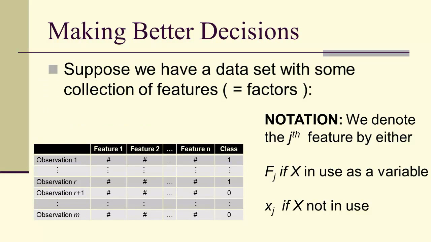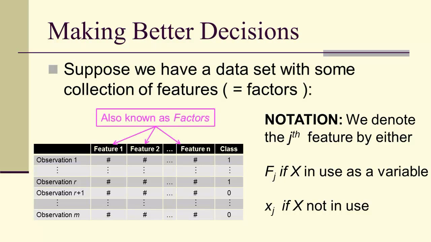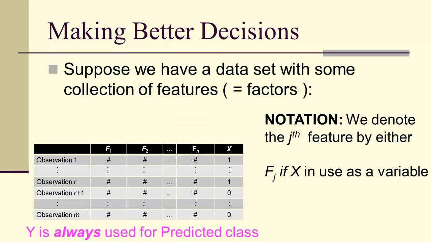So suppose we have this set of data in this form, some collection of features or factors. We'll also use the word factors for the features. First we're going to look at some notation, whether or not we use a capital F or a small x to denote the features or factors. We'll always use capital Y for the predicted class. Notice here, if we're using the capital X already as a variable, we're using the capital F's to denote the features.